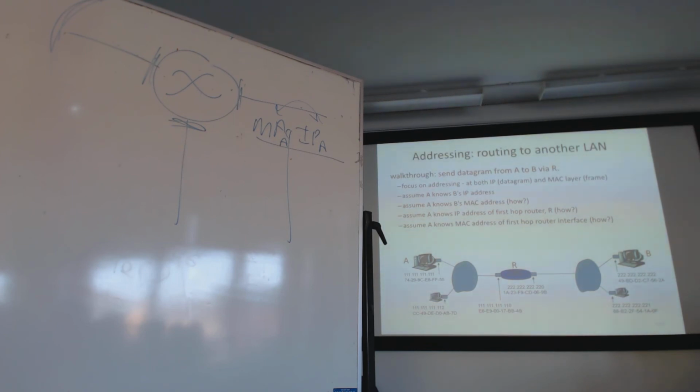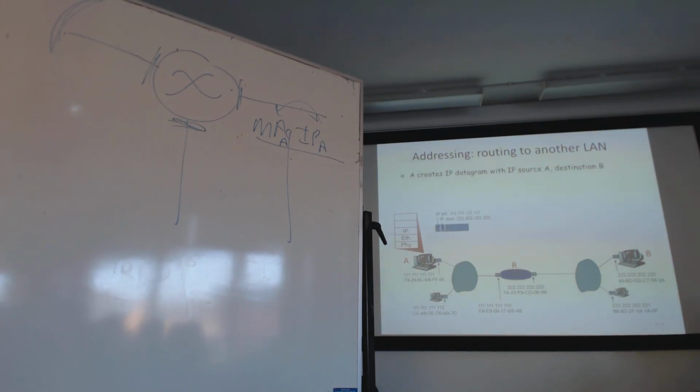I'll leave that for the next stage. Assume that A knows the IP address of the first hop router R, and how's that again? Assume A knows the MAC address of the first hop router interface, and how? What do you use when you are in the same network and you want to know the addresses of the machines? You ask why? Using what? By broadcasting, is it? So maybe it's a broadcasting procedure of knowing exactly how each of those subnets is associated. So let's see how the message is being sent.